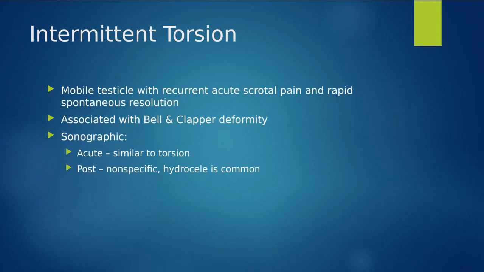So we almost have to catch it with the patient, which can be rather frustrating for them because they think that they're going crazy and they think that there's something wrong and we're just not seeing it on imaging. With that, a hydrocele is common, but hydroceles are common for a bunch of different reasons. So we wouldn't really know to diagnose intermittent torsion if it's in the resolution phase of it.